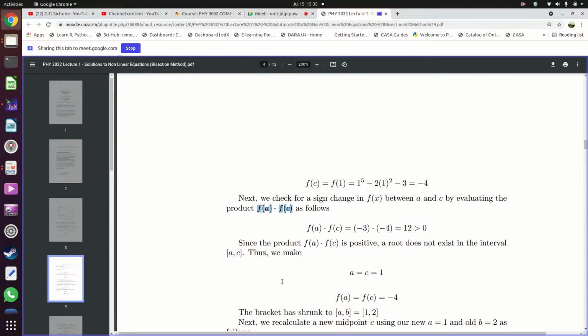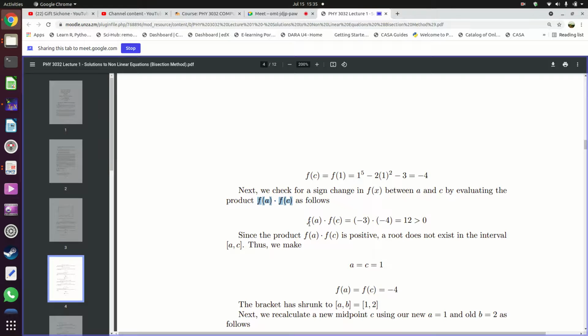So we check between A and C, is there a root? You carry out this product, f of A times f of C. f of A is minus 3, f of C is minus 4. So minus 3 times minus 4 gives us 12. 12 is greater than 0, so this is positive. This means that between A and C, there is no root. Since f of A times f of C is positive, between A and C there is no root. Are we clear? Yes, sir.